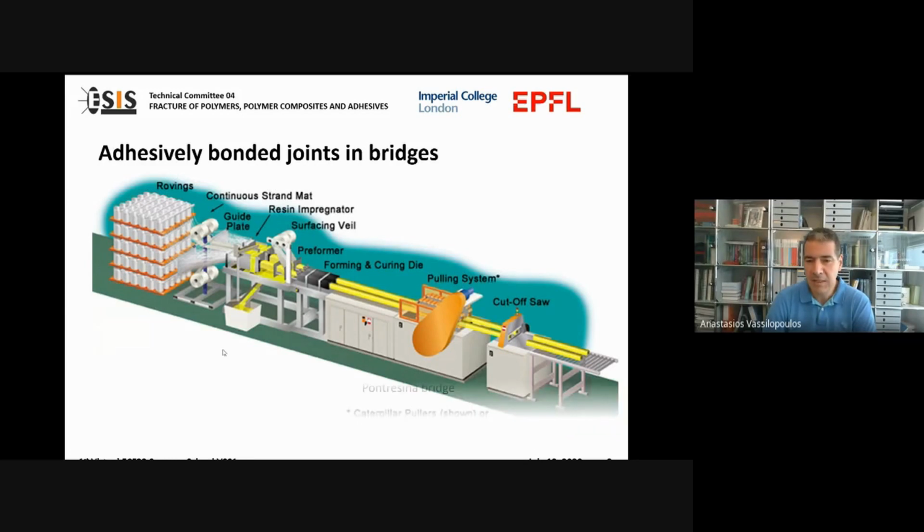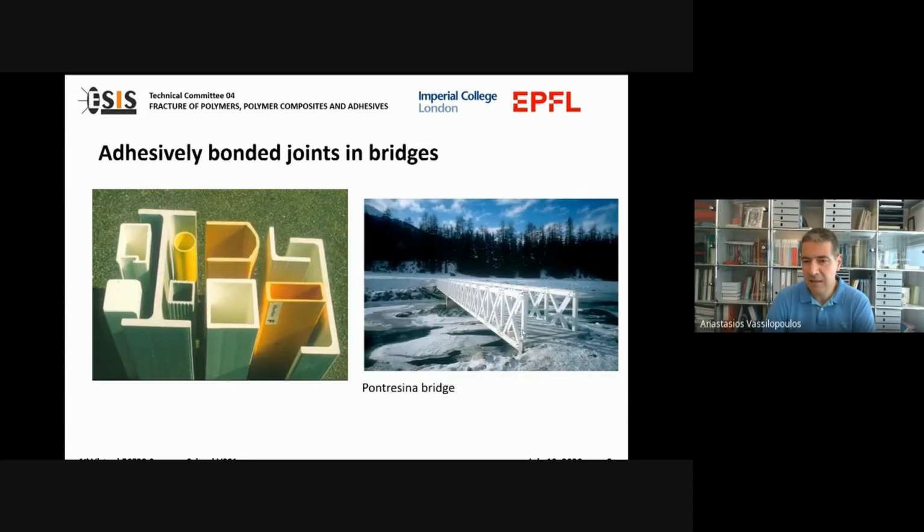And by using these materials now, we can do bridges like this one. Here is the Pontresina Bridge, which was installed in 1999 here in the east part of Switzerland. It's used for the winter sports. And the asset of this bridge is that it's very lightweight. You see, it is made of these pultruded elements.